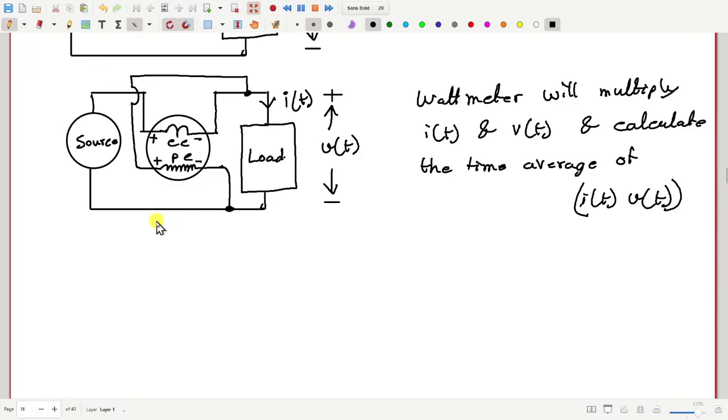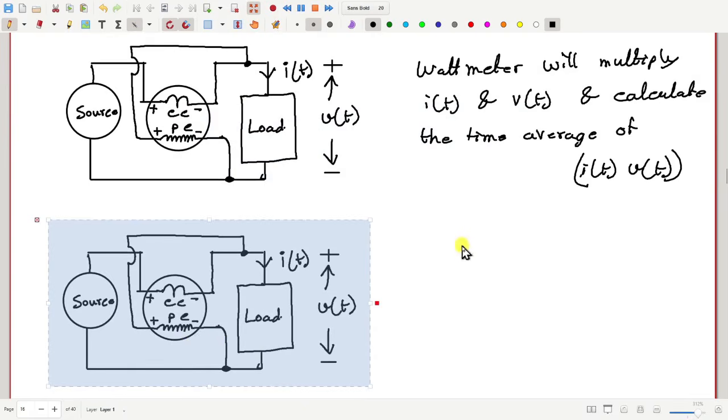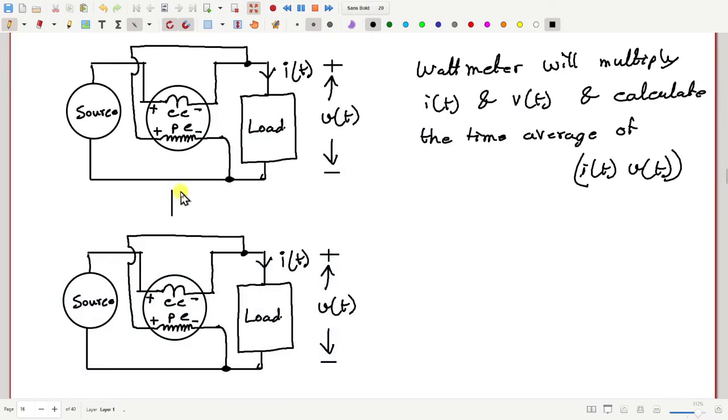Now, the other thing I wanted to say here is that in this circuit, if I just remove this connection from here and instead if I join it just here, will the wattmeter reading be different? Is there any difference here? If so, what is the difference? If not, why not? Any suggestion?